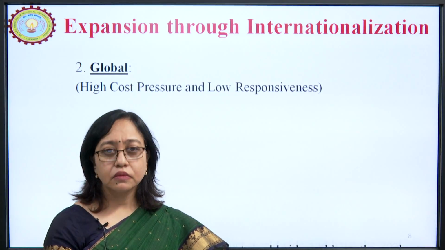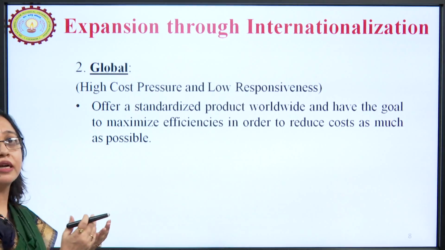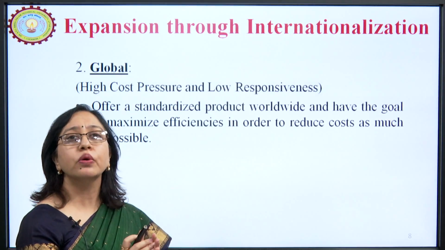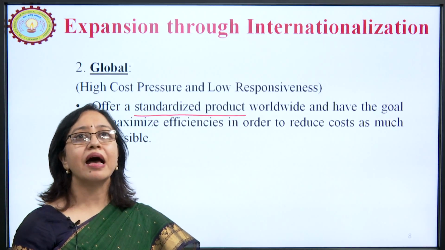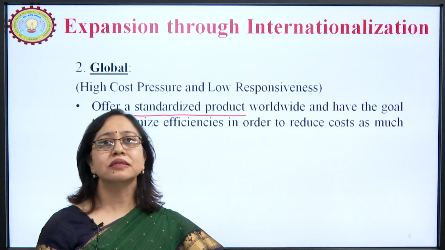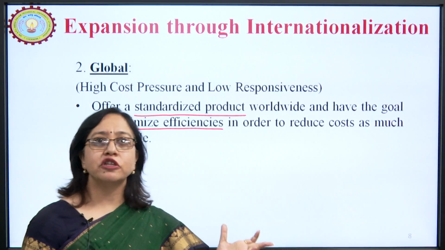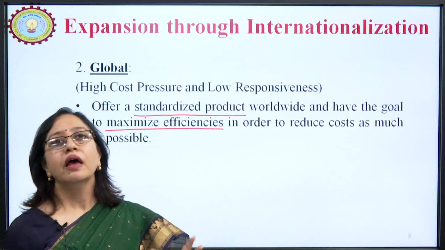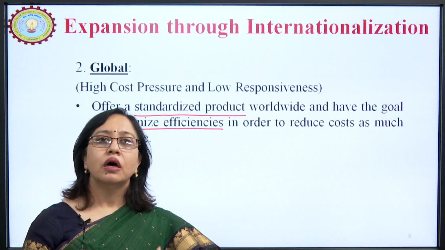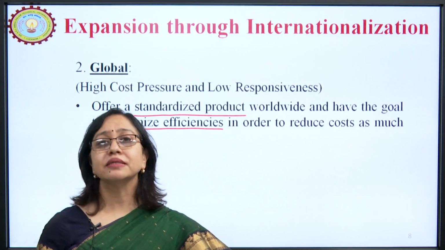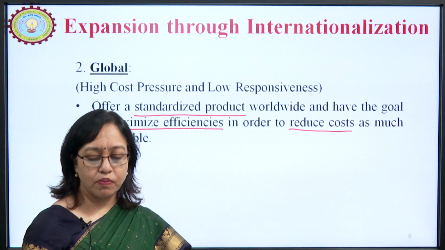Now, as I said, it is the opposite of multi-domestic strategy. So, what is happening when it is opposite? There we were selling customized products according to the demands of the market. Here, what is the company doing? It is offering a standardized product worldwide and has the goal to maximize efficiencies. How can you reduce the cost? You have to maximize efficiencies. You have to achieve economies of scale. You have to reduce the per unit cost of production or distribution. So, you have to do things in bulk. So, it maximizes efficiencies in order to reduce cost as much as possible.